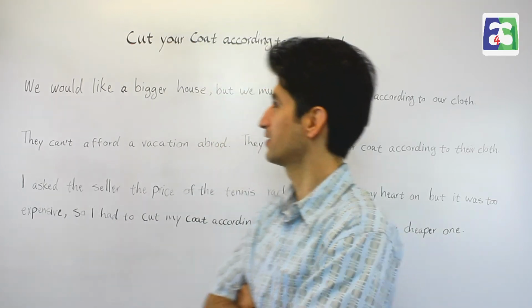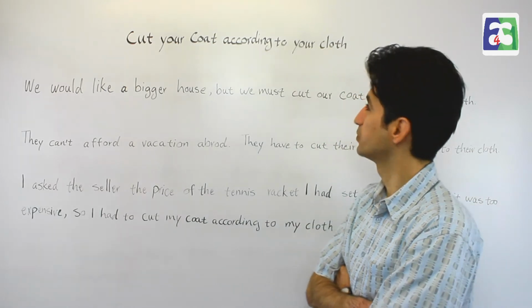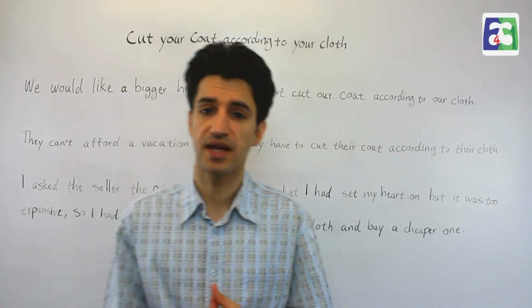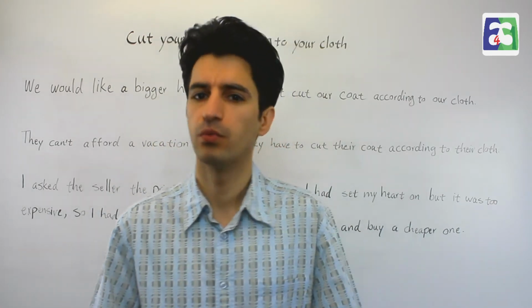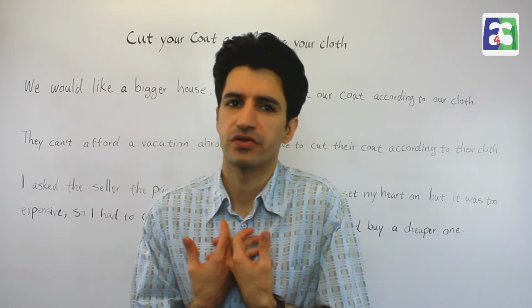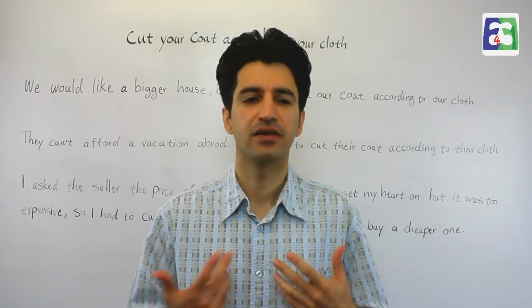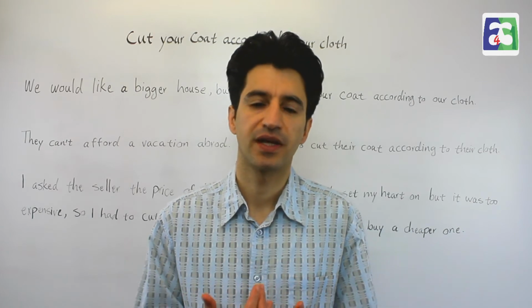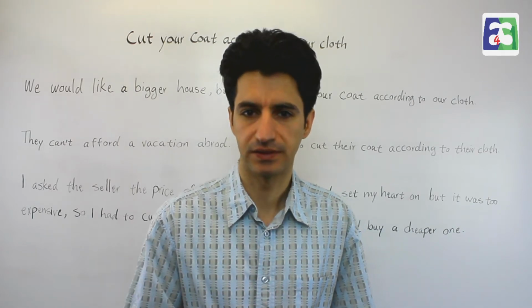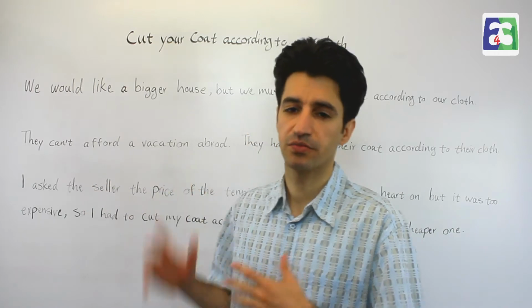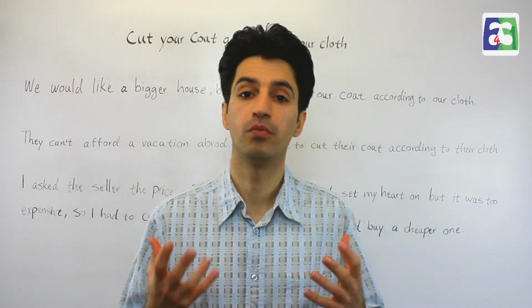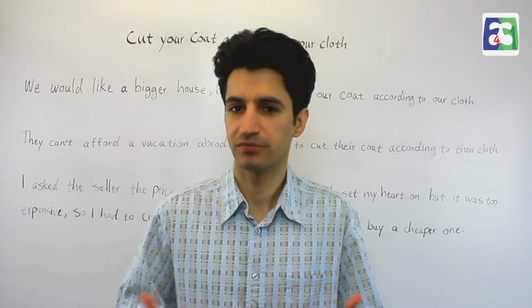Today in this video I'm going to talk about an English idiom, and that is "cut your coat according to your cloth." This is said when we want to advise someone, or when we're talking to ourselves maybe, and telling ourselves not to undertake something that we are not able to complete. We tell this to people to say: undertake things that you have the ability or money to complete.